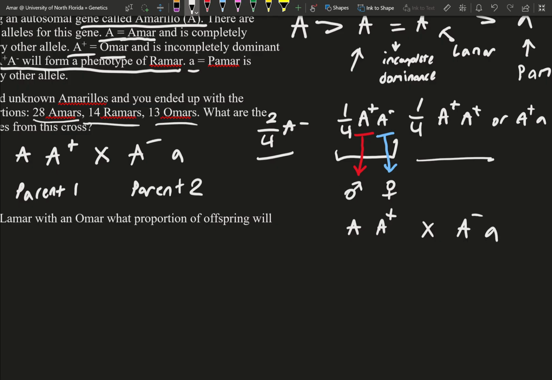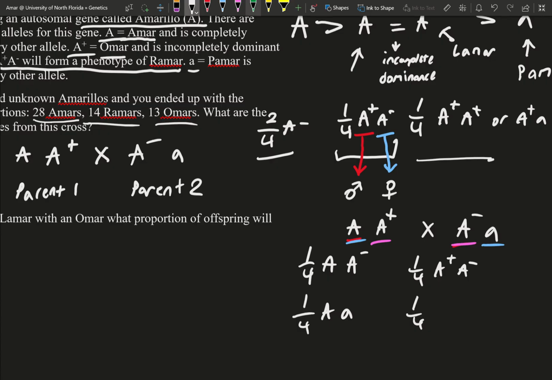So if we cross these together, essentially what we're getting here is a 1/4 chance to be big A from this gamete, and then this gamete right here, big A minus, right? And then a 1/4 chance to have big A, little a, a 1/4 chance to have big A plus, big A minus, and then a 1/4 chance to have big A plus, little a.